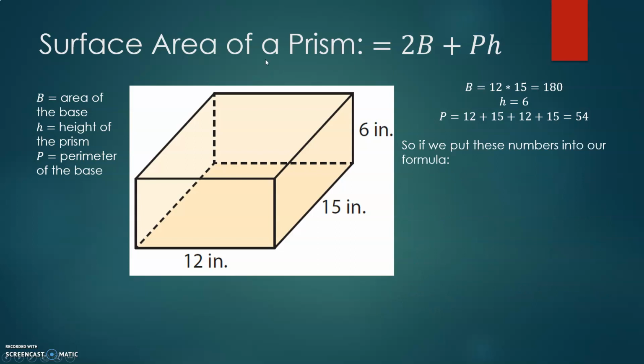So now if we take those values and put them into the formula, 2 times the area of the base would be 2 times 180, plus the perimeter of the base, which was 54, times the height, which was 6. So that's 360 plus 324, which gives us 684 square inches. Again, we're not dealing with any decimals. If you had decimals that you needed to deal with, you would always be told what to round them to.